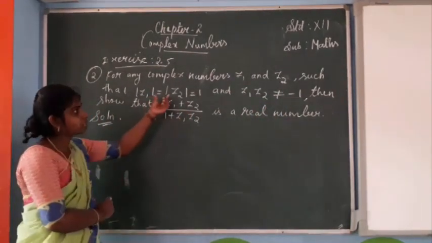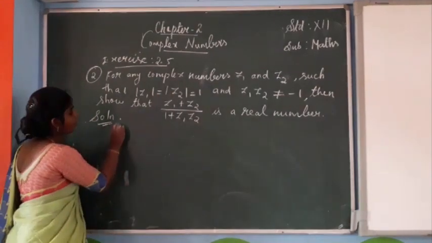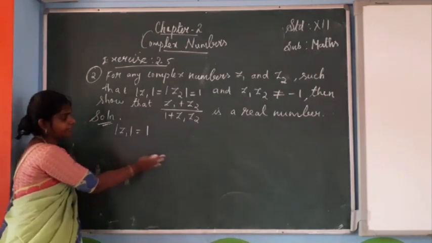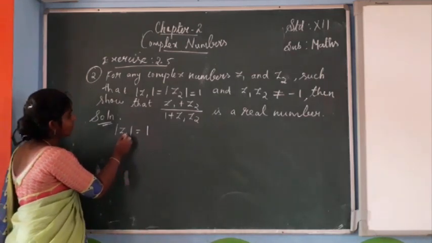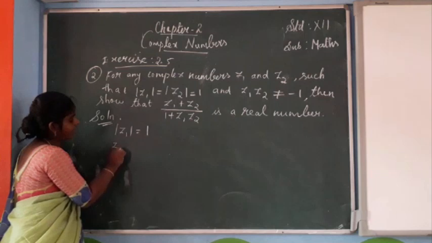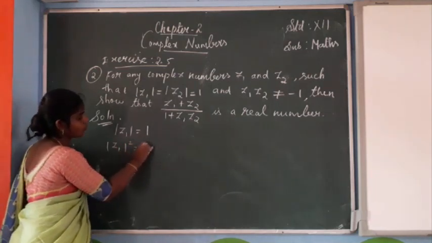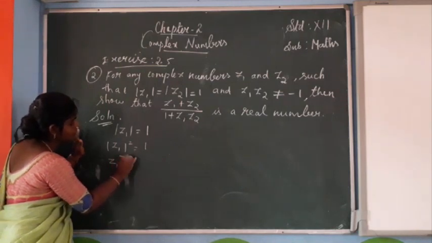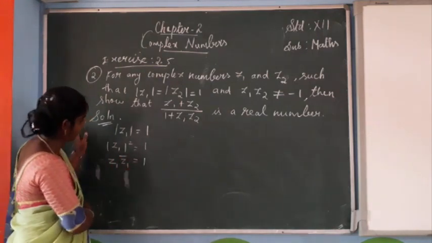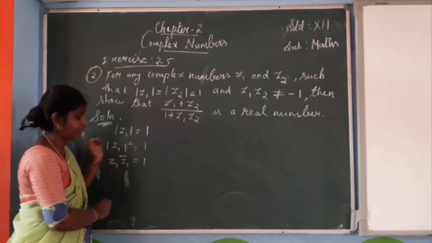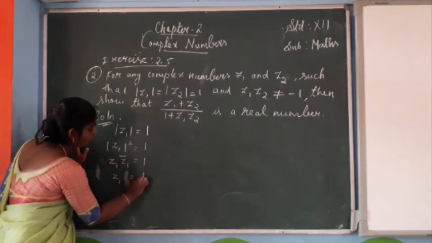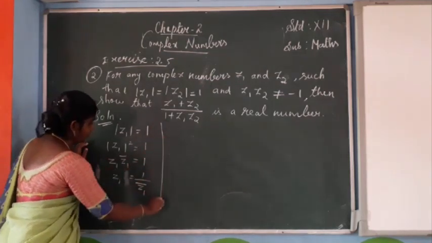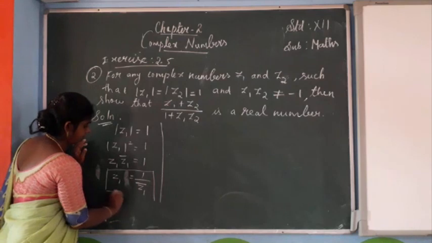So first we can write the given data, that is modulus Z1 is equal to 1. I have already given the note. Z1 the whole square equal to 1. So we can write this term as Z1 into Z1 bar is equal to 1. Here we have to find the Z1 value. So Z1 is equal to 1 by Z1 bar. This is for Z1 value.